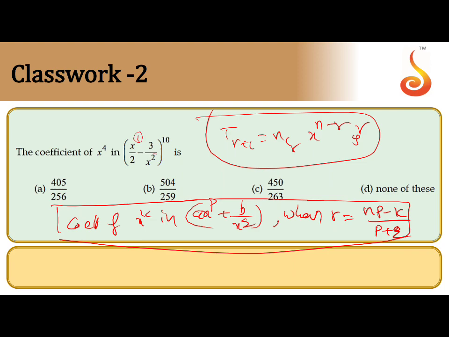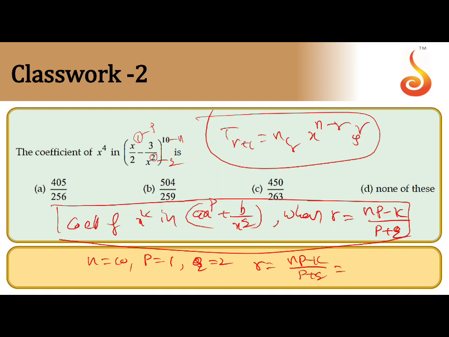So q value is the denominator of x, the exponent of x, that is q. This is p, and this is q, and this is n. So we need r equals (np minus k) by (p plus q). So what is here? n is 10, p is 1, q is 2. So you have to find the value of r. r is (np minus k) by (p plus q). So based on this, you can solve the question.